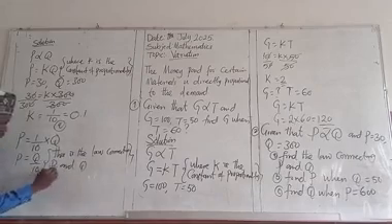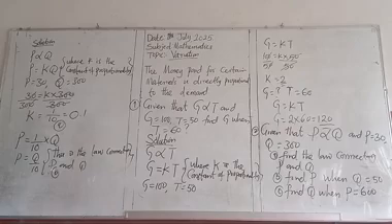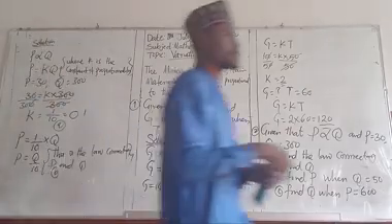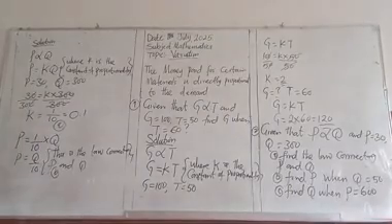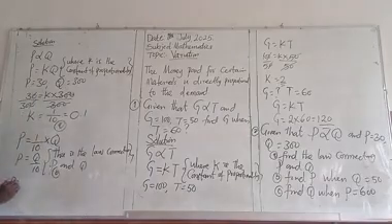Then what is B? Read please. Find P when Q is equal to 50. So P is unknown.